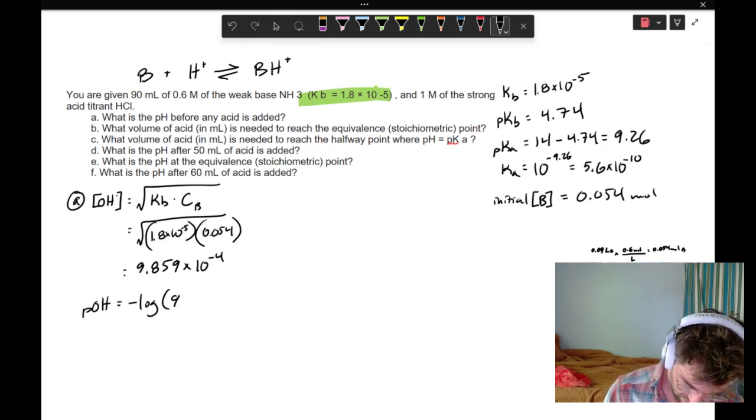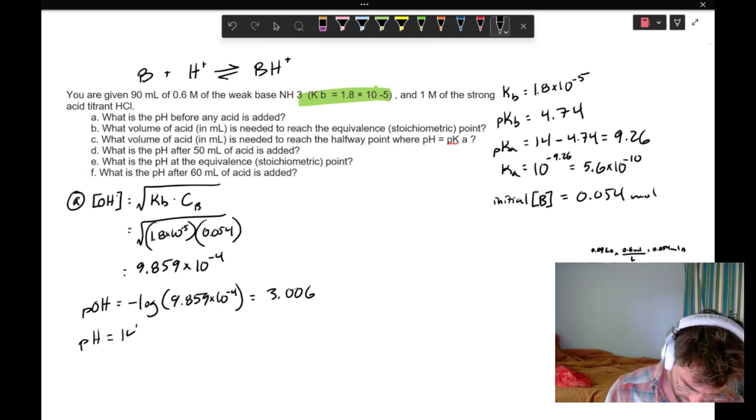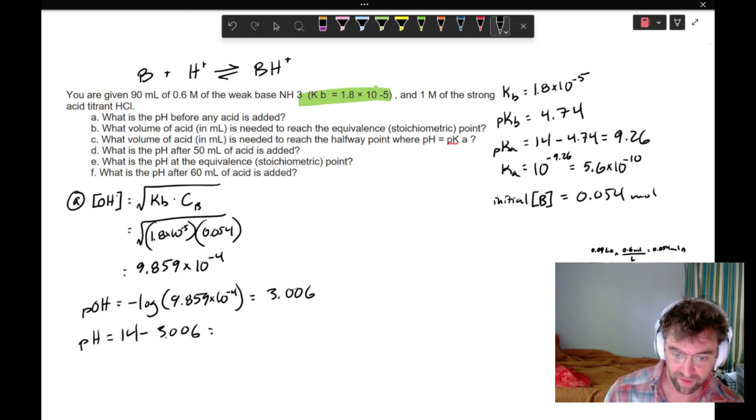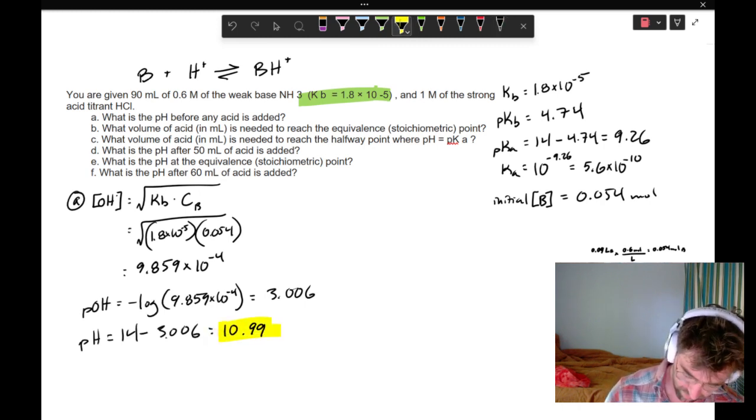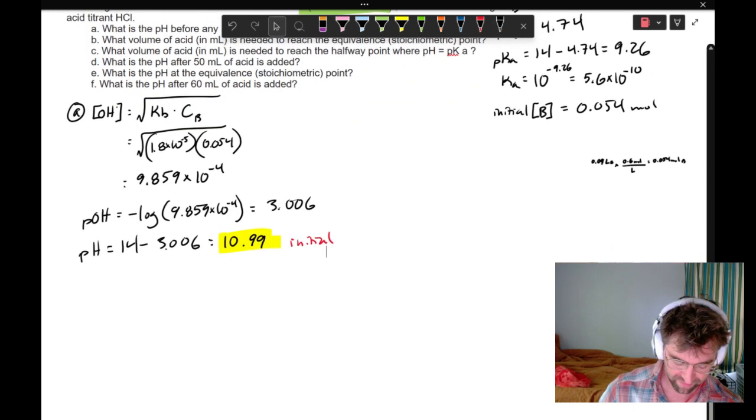pOH equals the negative log of that. Gives us 3.006. 14 minus that number gives us the pH. And as expected, our initial point is basic, as it should be. It's important for me to go back and make sure that my answers make sense given the prompt. Saves me from some really silly mistakes.